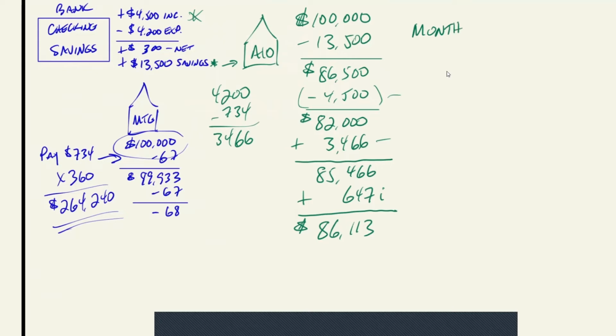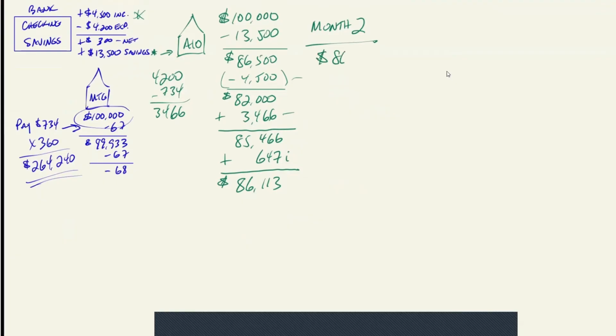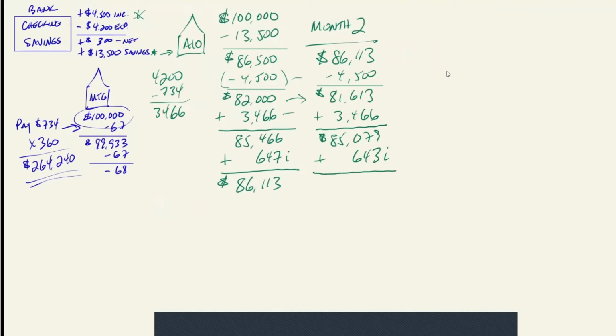So let's say what happens in month 2. So we take that $86,113. Again, we have $4,500 coming in. So that's going to reduce your principal balance now to $81,613. You're going to pay your monthly expenses, the $3,466. That's going to take your balance back up to $85,079. And now your interest, because we had a lower principal balance, your interest that's going to get tacked onto your balance is $643 in month 2.